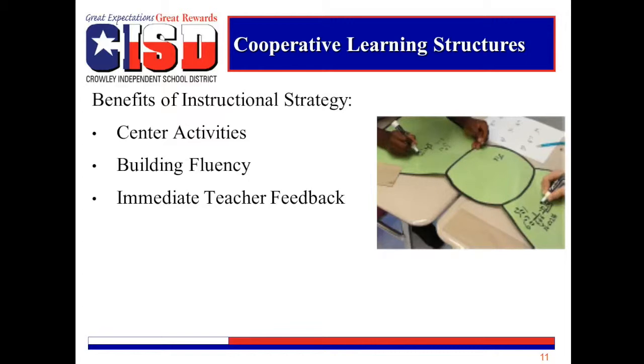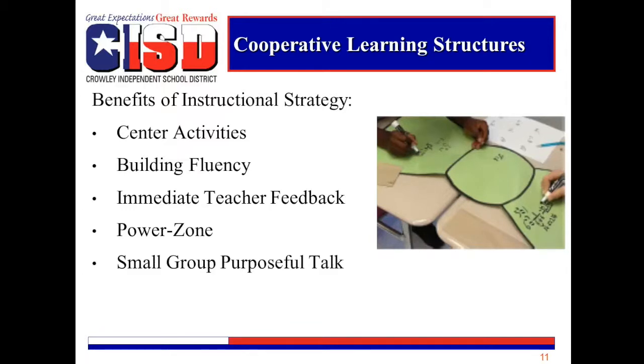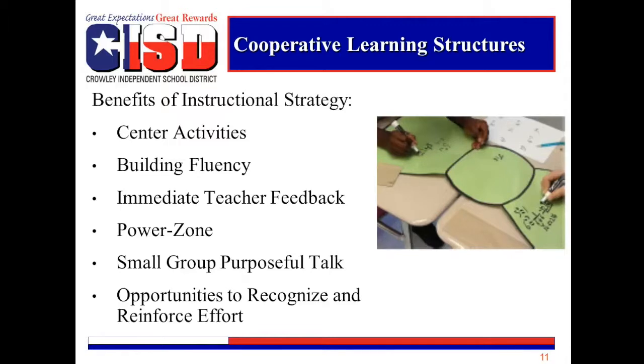After working in this format, students are likely to be better prepared to advance to independent work. These methods incorporate working in the power zone, small group purposeful talk about the learning, and opportunities to recognize and reinforce effort from the fundamental 5.